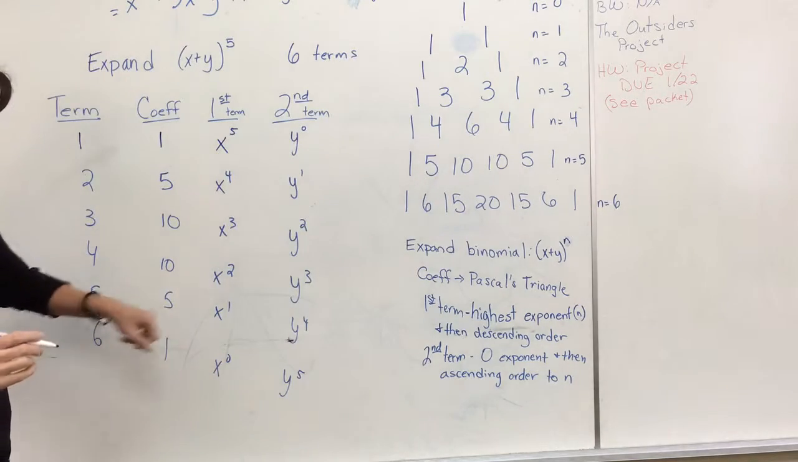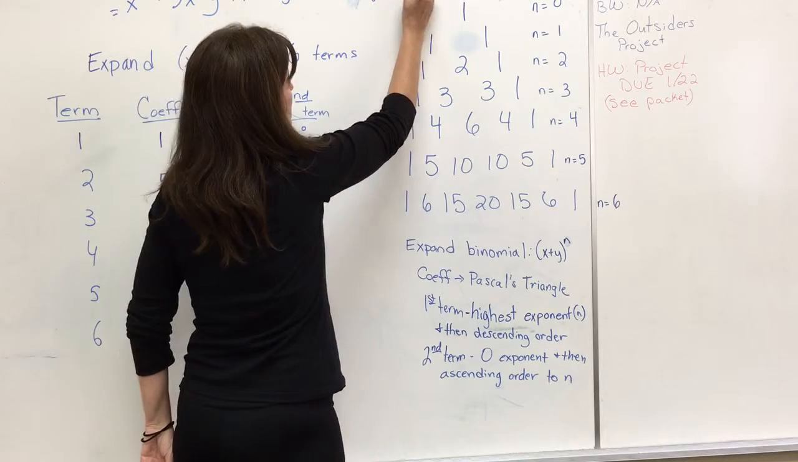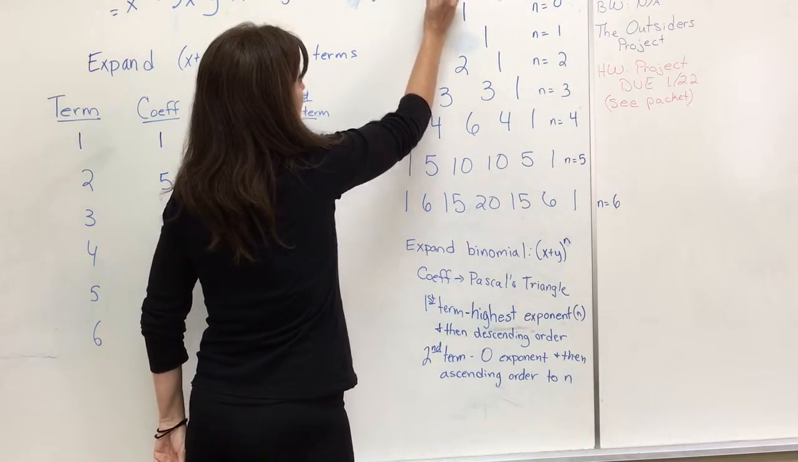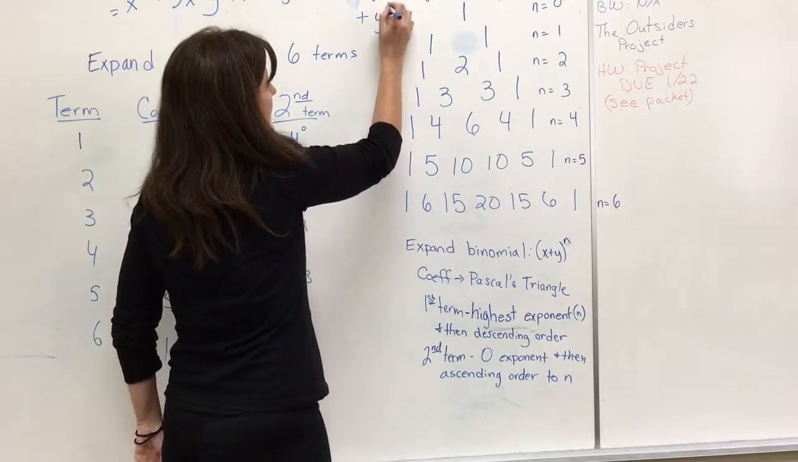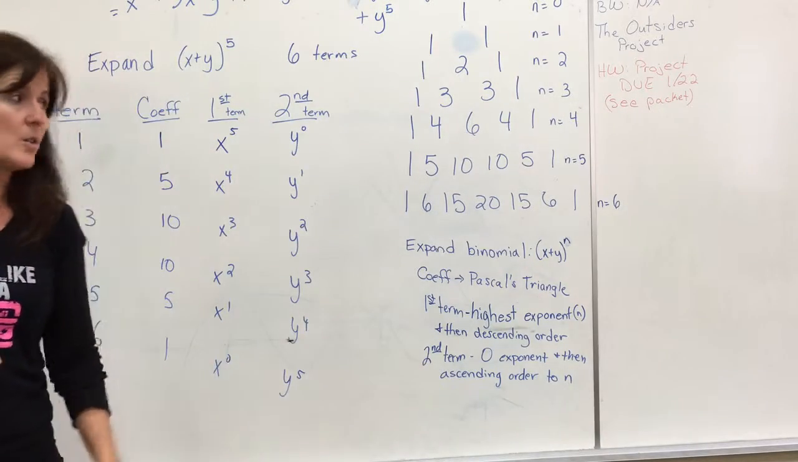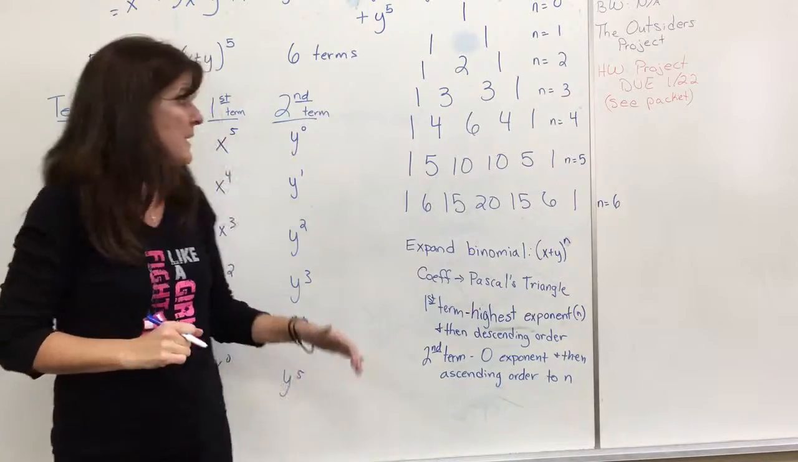My next term, 5 x y to the 4th. And my last term is going to be y to the 5th. And that is one way you can use Pascal's triangle to expand a binomial.